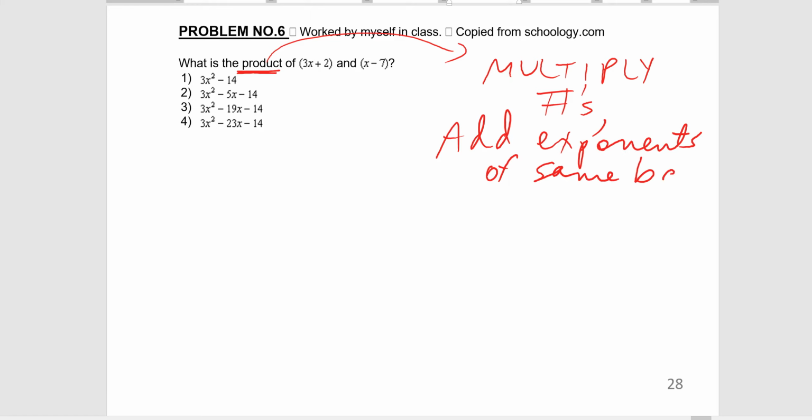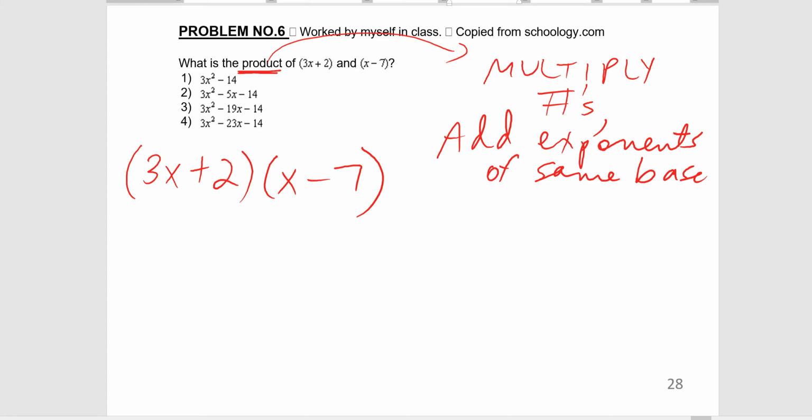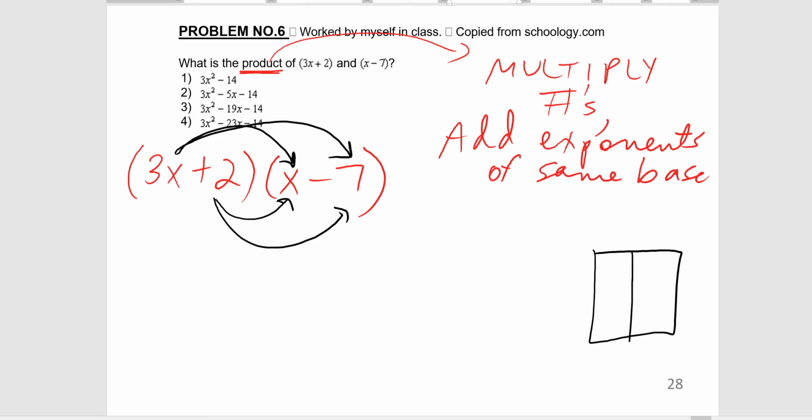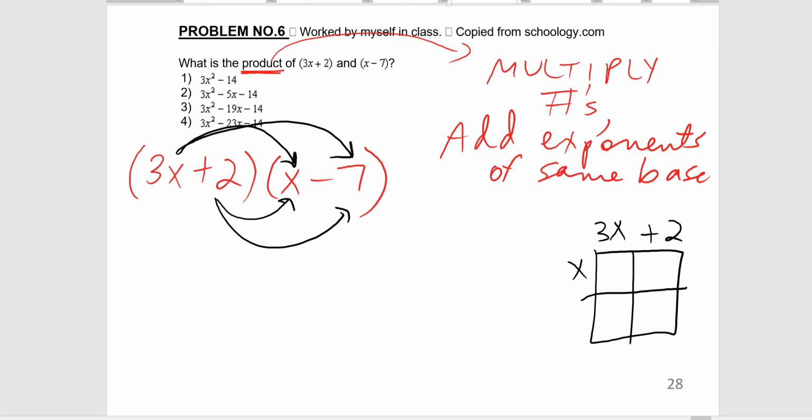Okay, but when we have two binomials like this, 3x plus 2 and x minus 7, we either have to make sure to distribute both parts, the 3x to both parts, as well as the plus 2 to both parts, get 4 different terms, or use the box. Okay, and we'll do both. We'll start with distributing, and then we'll move over to the box to do that as well.